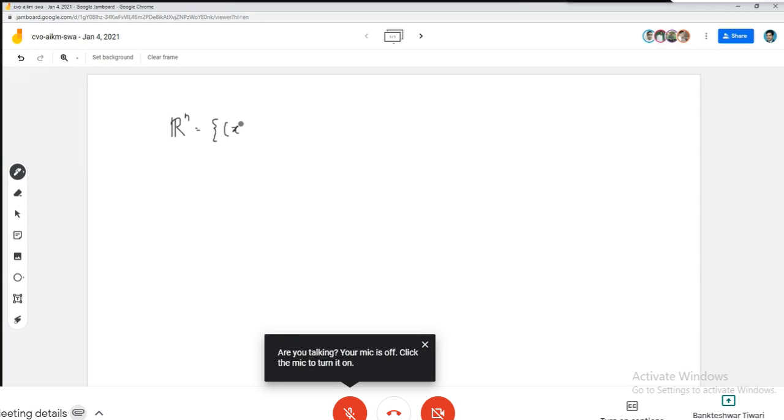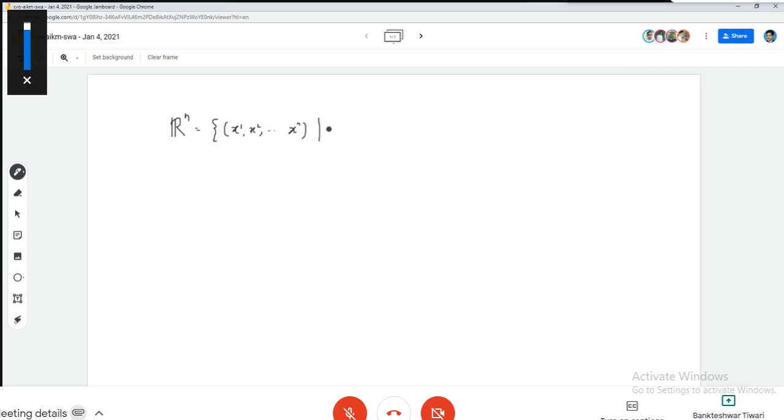Write x1, x2, dot, xn, where each xi is a real number for i lying between 1 to n. In particular, for R2 you can write simply x, y instead of x1, x2. So we'll focus on n equal to 2 or 3.